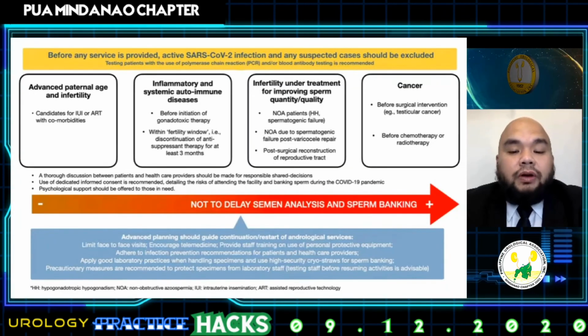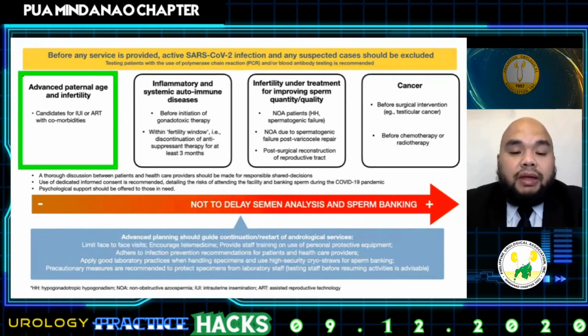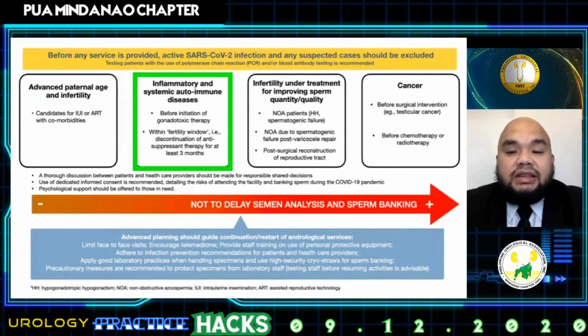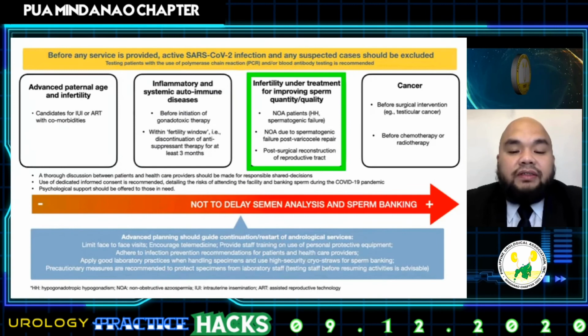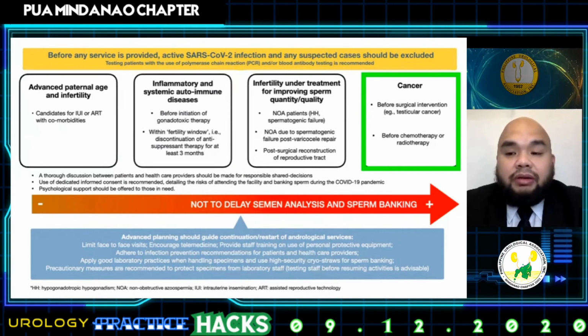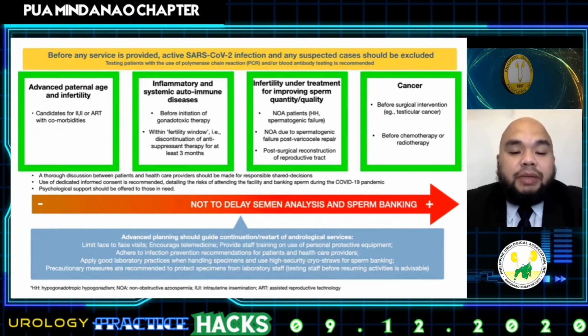A proposal by the group of Sandro Esteves was made to prioritize men needing urgent male infertility services during this pandemic. Those men older than 50 years old who are candidates for assisted reproduction, men at reproductive age affected by inflammatory diseases, men with severe male factor infertility under medical or surgical treatment aiming at improving sperm quality or quantity, and lastly, cancer patients before the initiation of surgical treatment, chemotherapy, or radiotherapy. In these sets of patients, diagnostic semen analysis and sperm cryopreservation should not be delayed and should be prioritized.